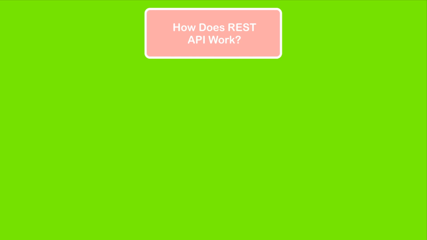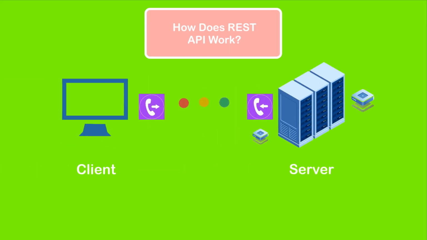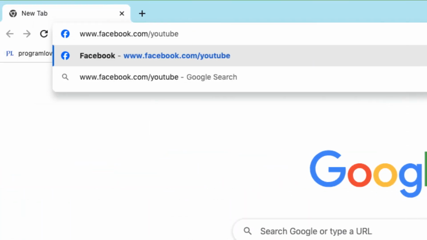How does REST API work? A REST API function much like how a website operates. It's like a phone call between a client and a server, exchanging data using the HTTP protocol. In this case, your computer is a client, and the server is the place where the website is stored.